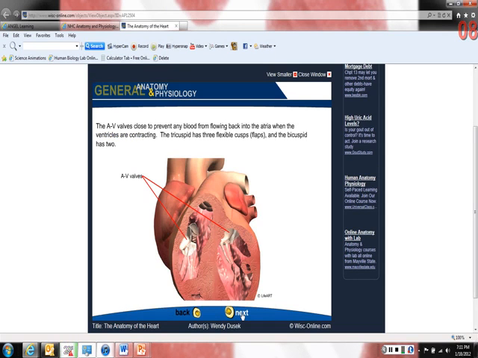The AV valves close to prevent any blood from flowing back into the atria when the ventricles are contracting. The tricuspid has 3 flexible cusps or flaps, and the bicuspid has 2.